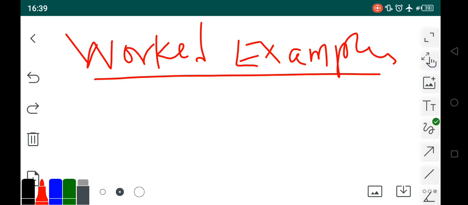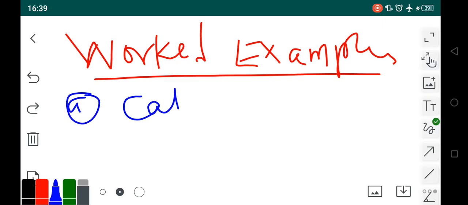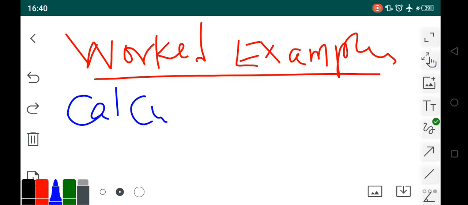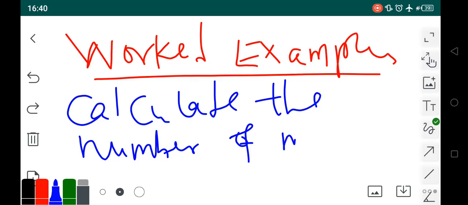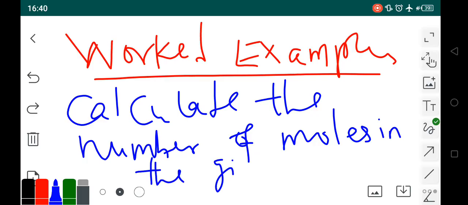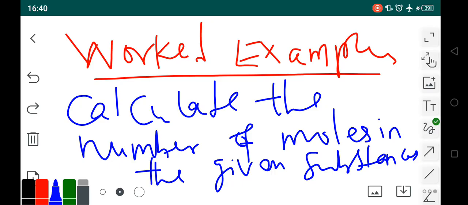Okay, so we have worked examples. Calculate the number of moles in the given substances.